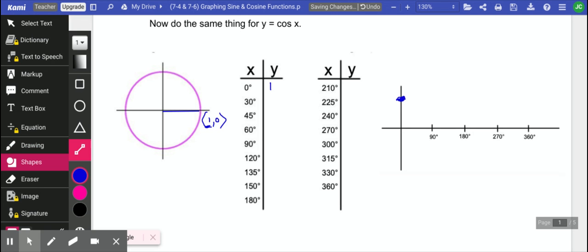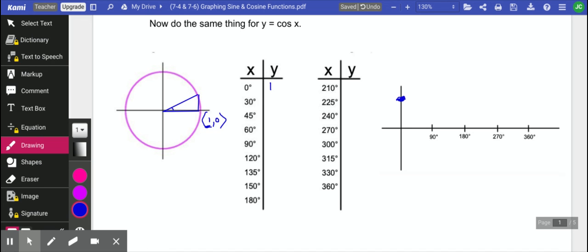All right, next we have 30 degrees. So we'll draw that 30-degree angle. If this is 30 degrees, the sides are 1, 2, root 3. And this time we're looking for cosine, so that's adjacent over hypotenuse. So this is going to be root 3 over 2, which is 0.9. So 30 degrees, 0.9.